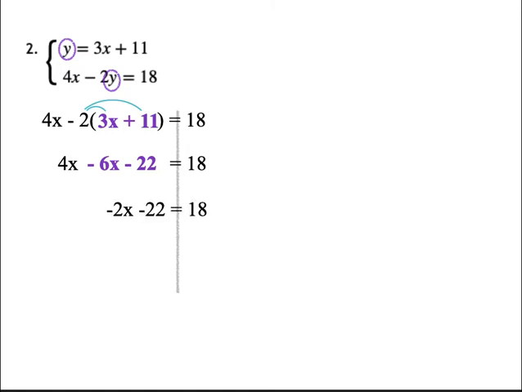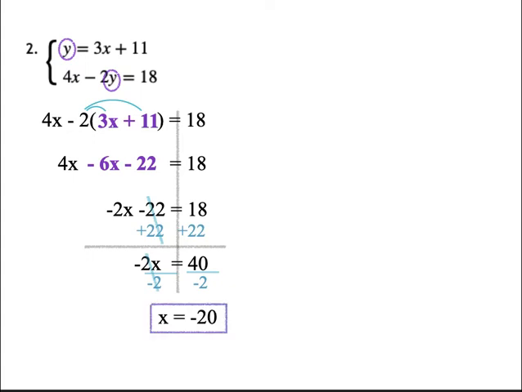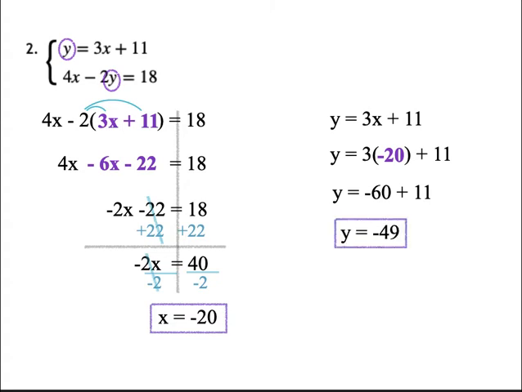x minus 6x becomes -5x, and then you can work to get x by itself. Cancel out the -22 by adding 22 to both sides, and then dividing both sides by -5 to get x all the way by itself. We know what x equals. Go ahead and solve for y. When you plug in our answer for x, you should get y equals negative 49.